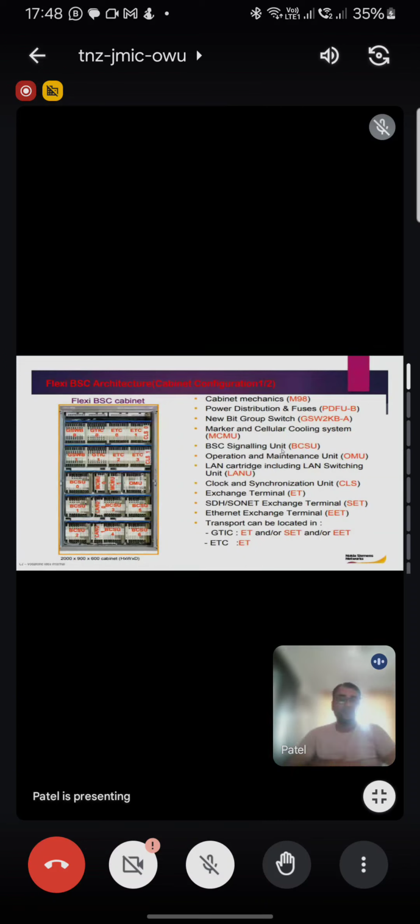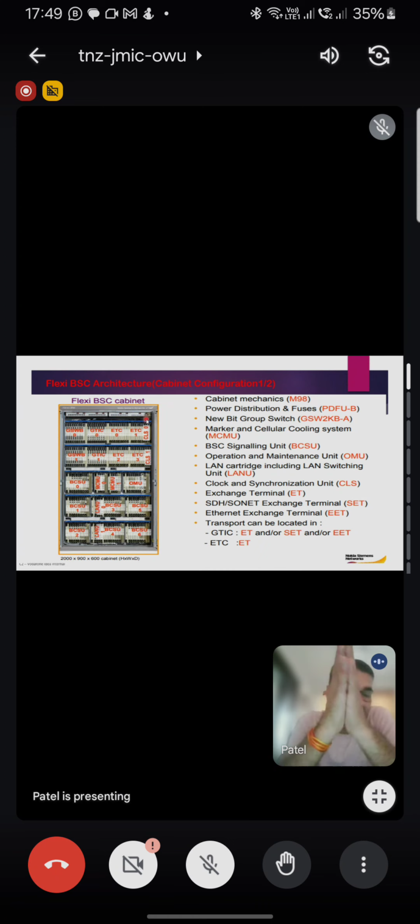Okay, so if you see the front view of the flexi BSC, it looks like this. At the top, you see the power supply PDFU, power distribution unit. We have two PDFUs, 1+1, in the RNC. So this is PDFU 0, this is PDFU 1.